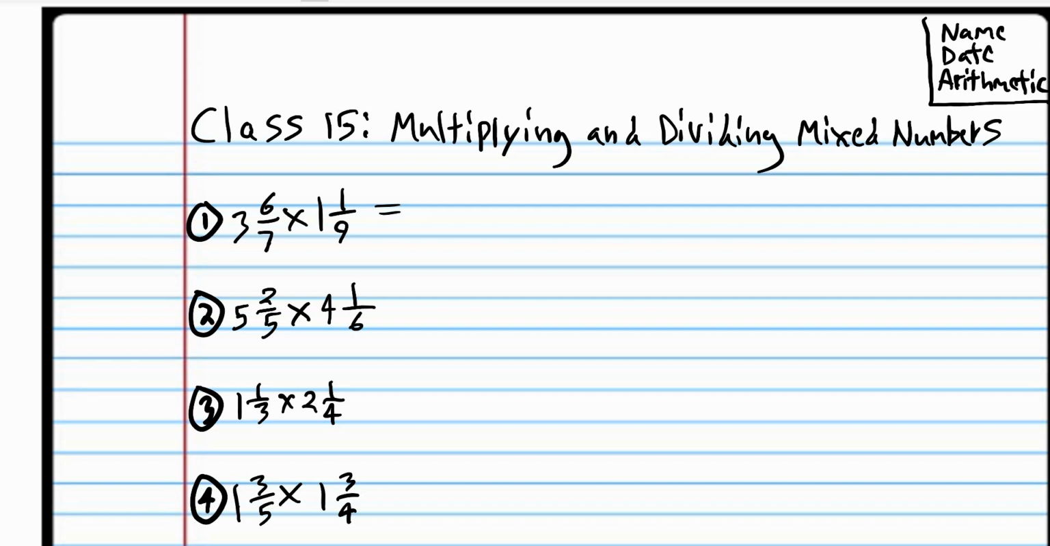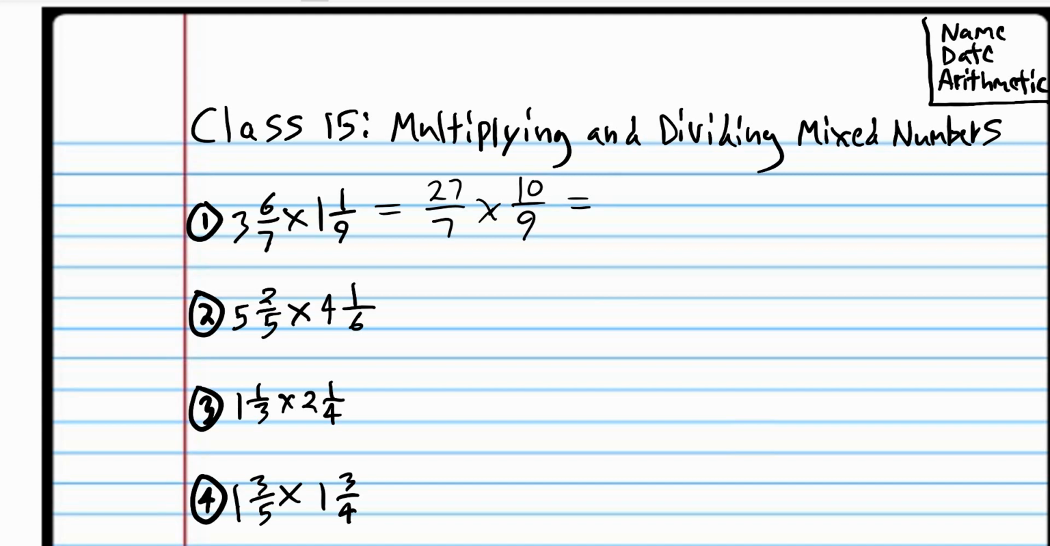In the last class we added and subtracted mixed numbers, and today we're multiplying and dividing. And again, we learned how to change a mixed number to an improper fraction. So let's go ahead and change this first mixed number to an improper fraction, and change the other one to an improper fraction. And now it's going to be pretty easy to calculate the product.